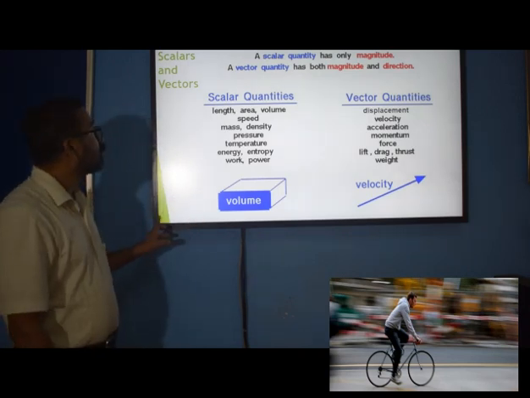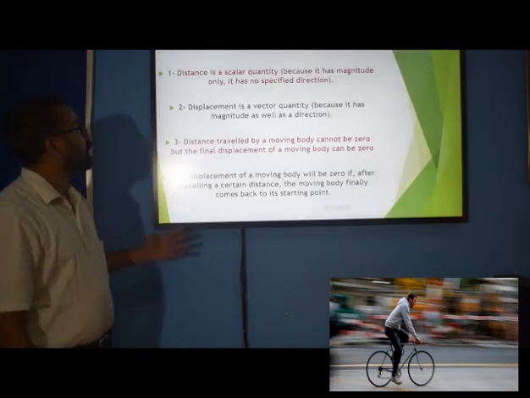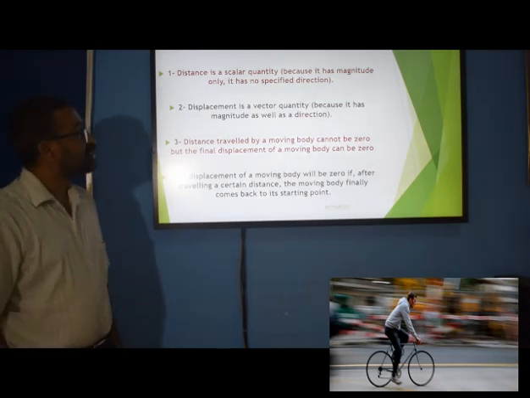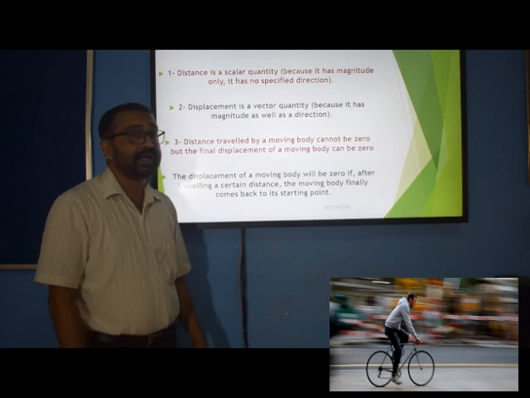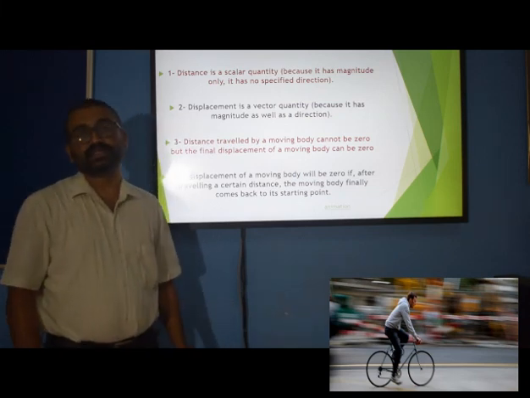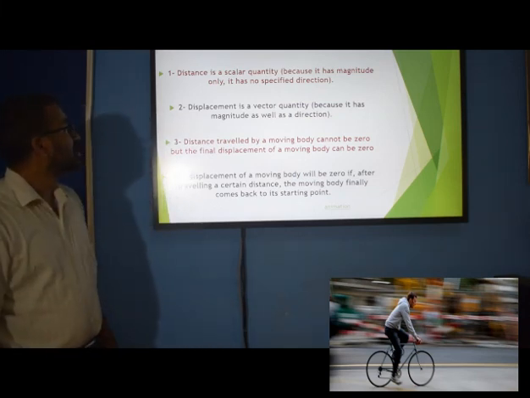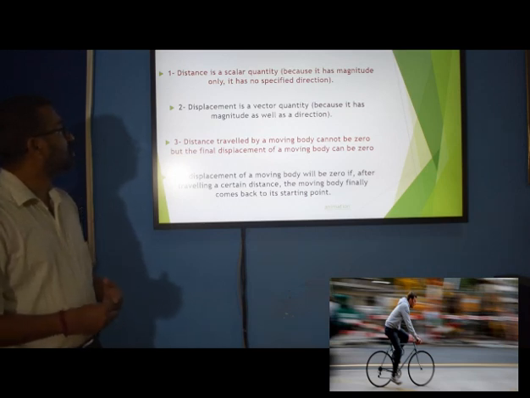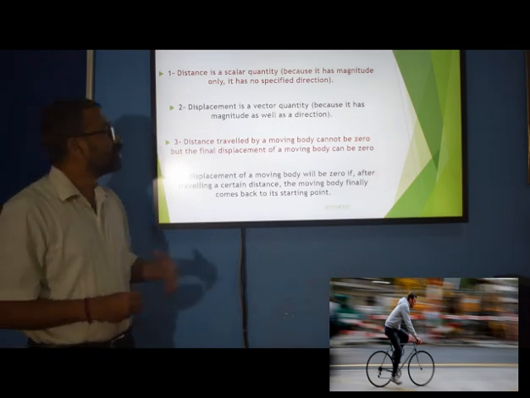Now let's see. Once again, distance is a scalar quantity. Displacement is a vector quantity because it has a magnitude as well as a direction. So the distance traveled by a moving body cannot be zero, but the final displacement of a moving body can be zero.